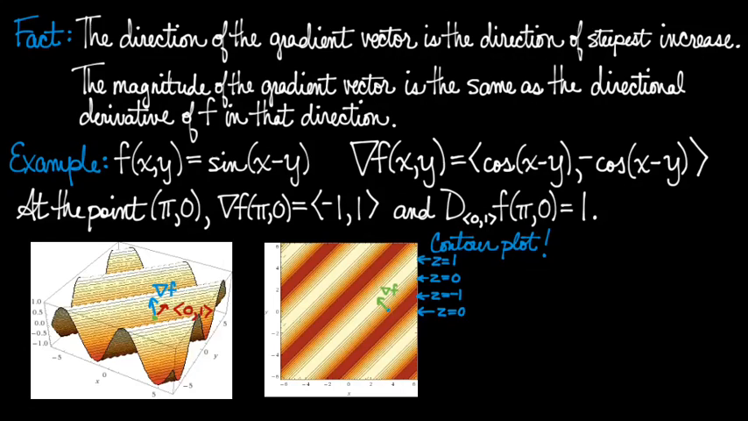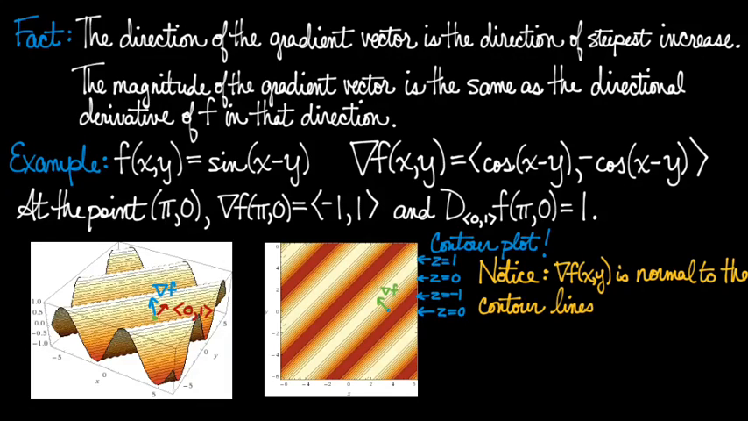Again, I'll draw the approximate location of (π, 0) and also the gradient vector (−1, 1). Notice something interesting. The gradient vector is perpendicular to the contour line that it's anchored to. This is always true. No matter what the surface, the point, or the contour that we choose, the gradient vector will always be perpendicular to that contour line.